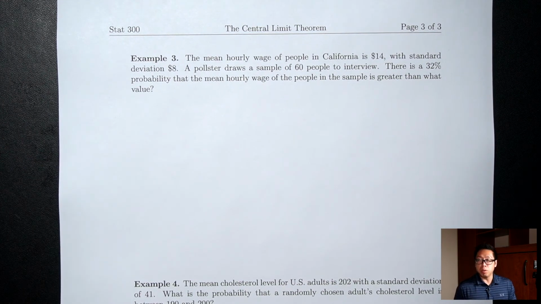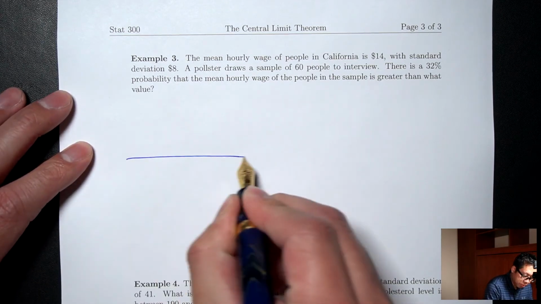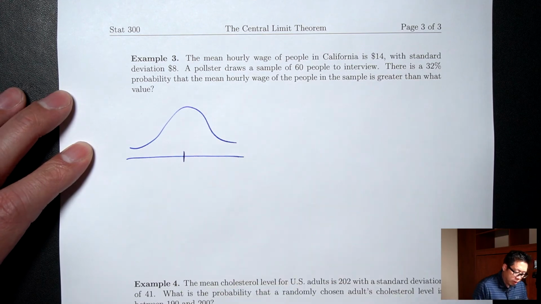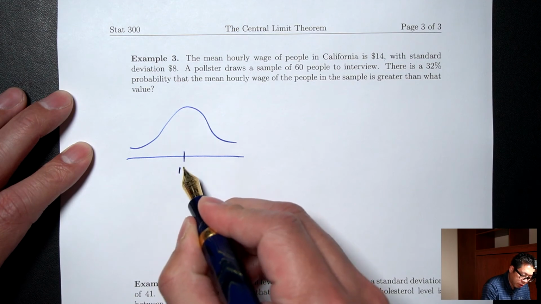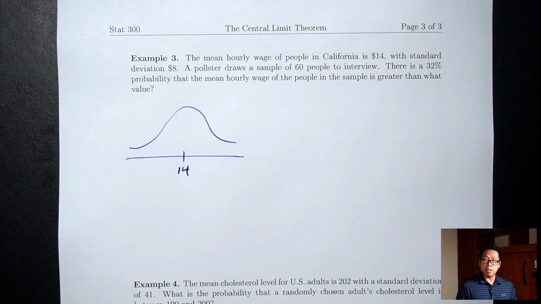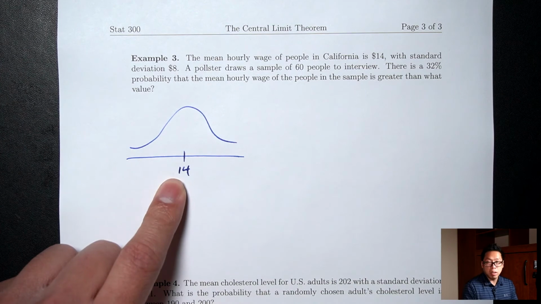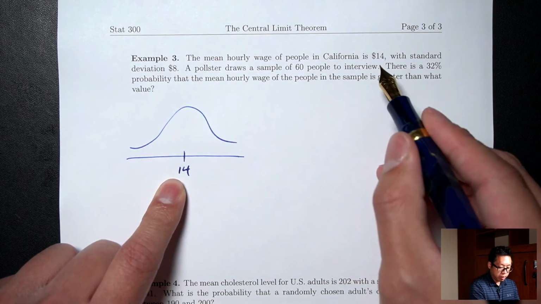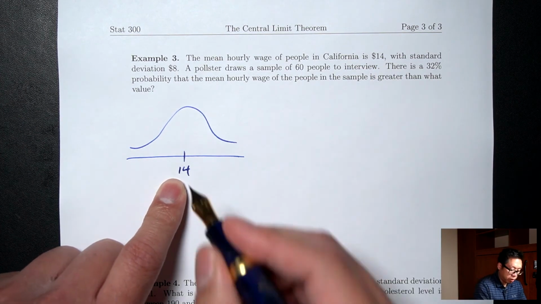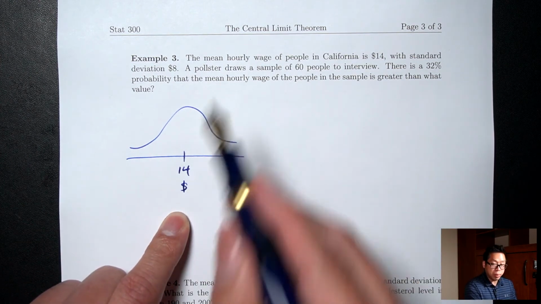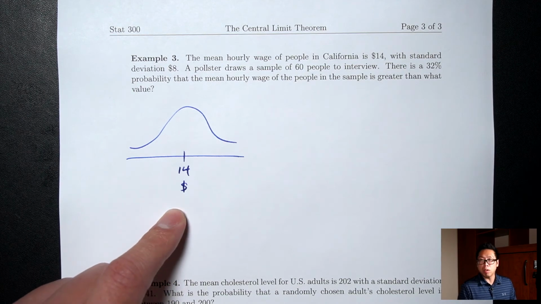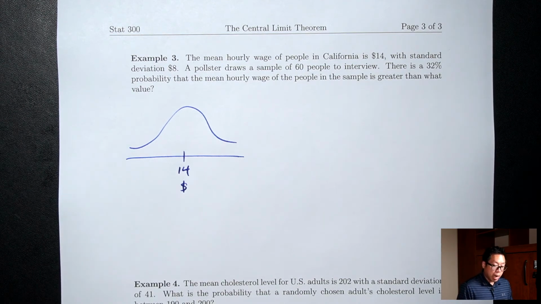The first thing I always do is draw the normal distribution picture and put the mean in the middle. The mean here is $14. And then always label the x-axis. So our x-axis has this 14. What does this 14 represent? That 14 is dollars, and the dollars actually refer to the mean hourly wage, so you can also put hourly wage. Anytime I'm talking about hourly wage or dollars, I know it's an X.